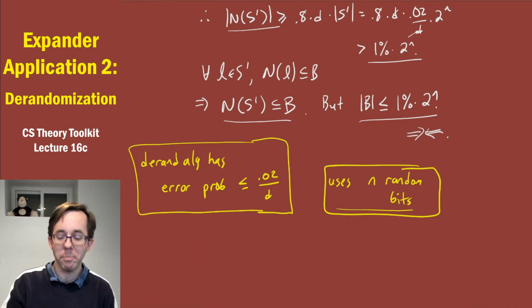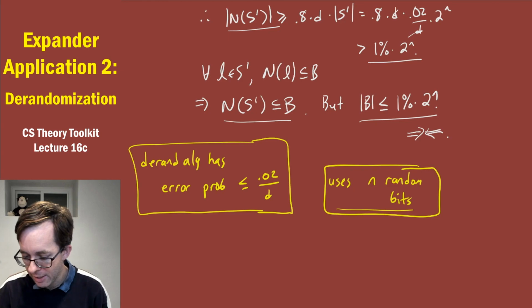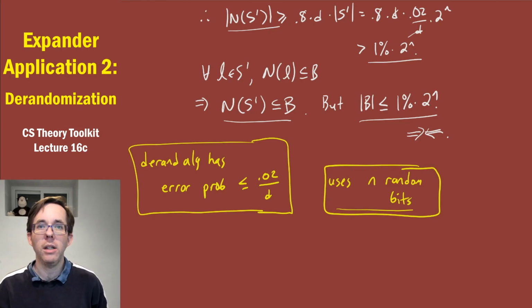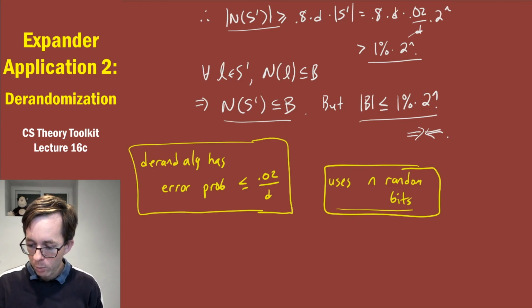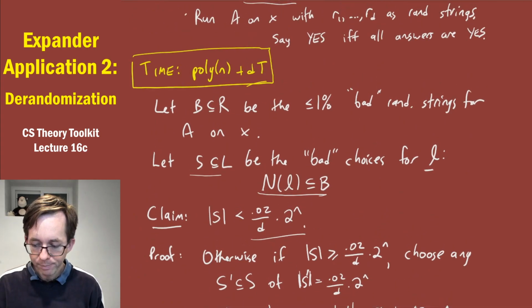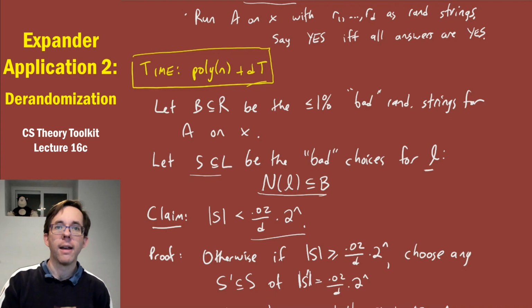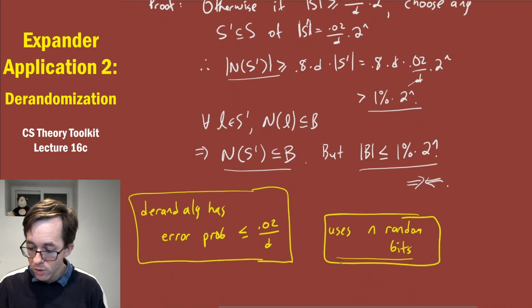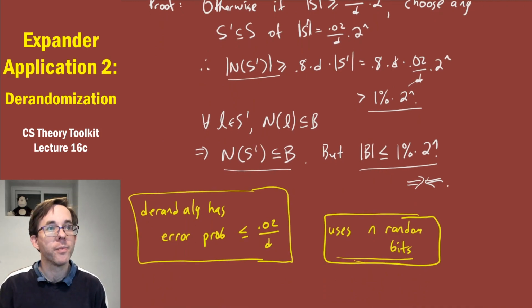So if d is 64, then we got it down to 0.01 over 32. So we took a factor of 32 off the error probability, while only increasing the running time by a factor of 64. So in general, you get linear error decay as a trade-off with the amount of time you use. But kind of amazingly, you use no more random bits. So that's kind of amazing.